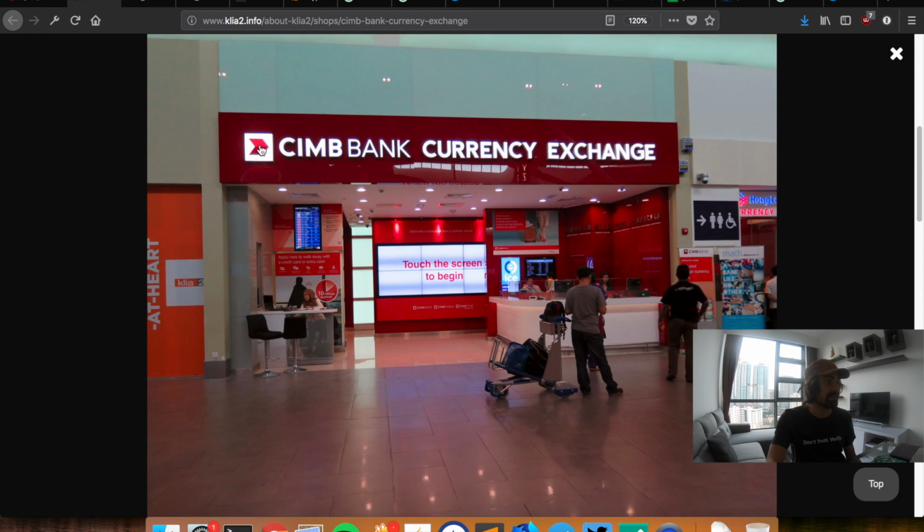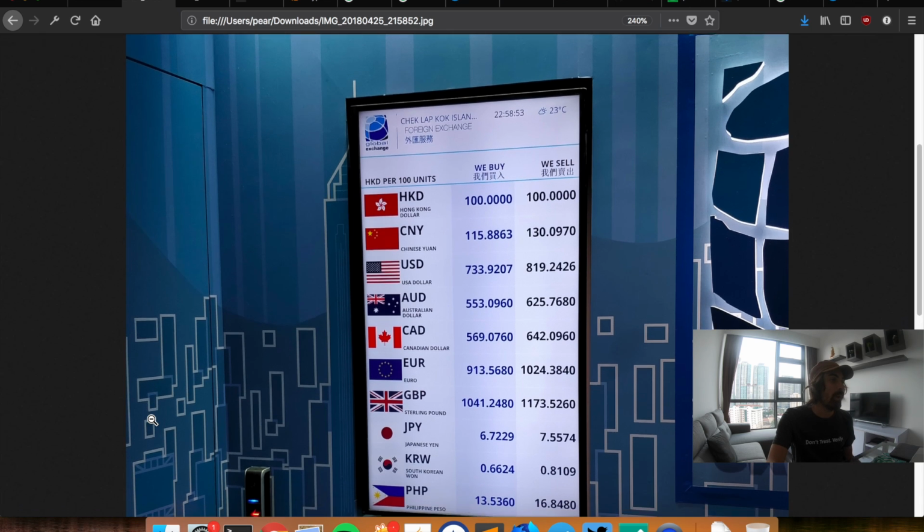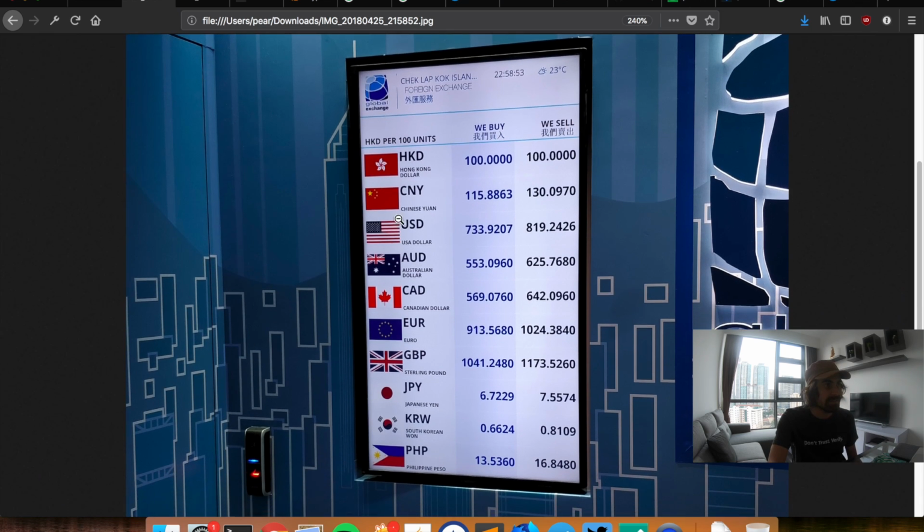So this is actually a picture from Google, and this is actually at the airport in Hong Kong a while ago. And what you can see is a screen where they show the prices they offer for buying and selling different currencies. So this shop at the airport in Hong Kong is specialized in Hong Kong dollar, which is their local currency. The idea is that if you fly into Hong Kong and you come from another place, you have another currency, you can go to this shop and you can convert that. And then they will give you Hong Kong dollars.